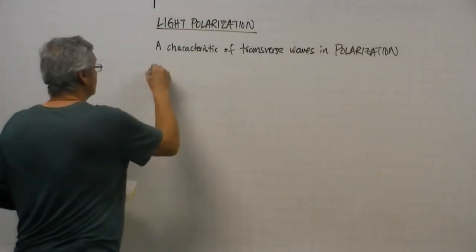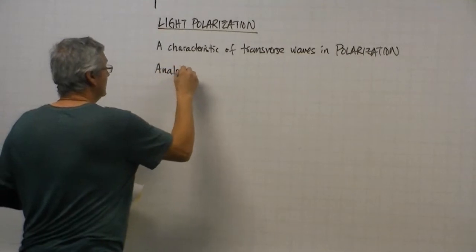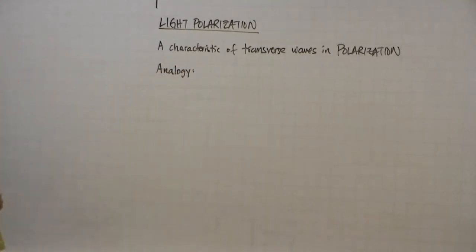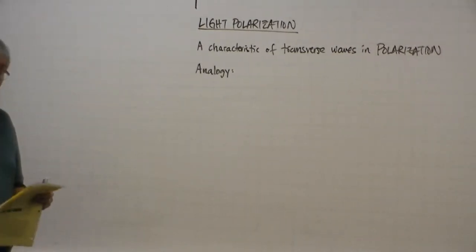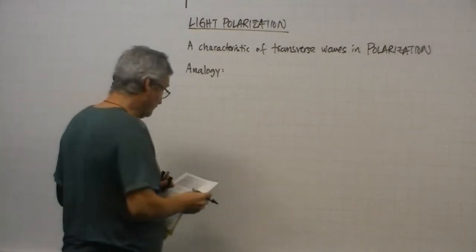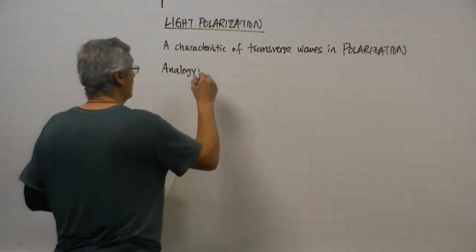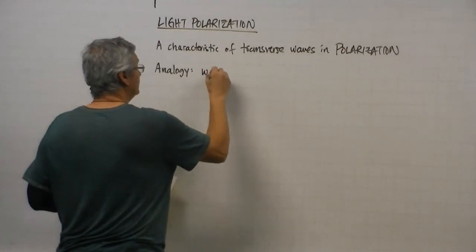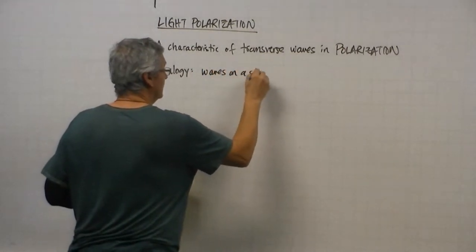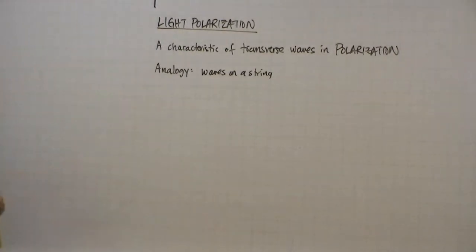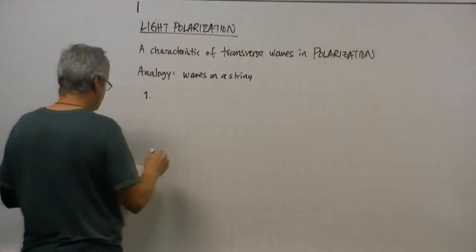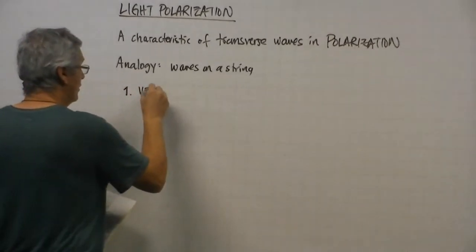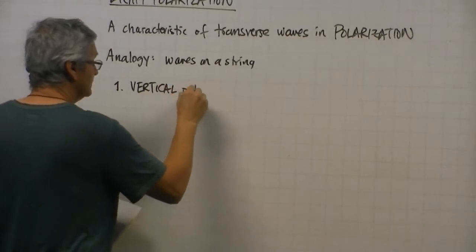And the analogy that I will use here is that when we think about waves on a string, we know that these waves are polarized, and they can be polarized in one of 3 ways. And what you find here is that we want to talk about waves on a string, and if I set up my axes, we could do the following thing here. So the first one here is we could have something called vertical polarization.